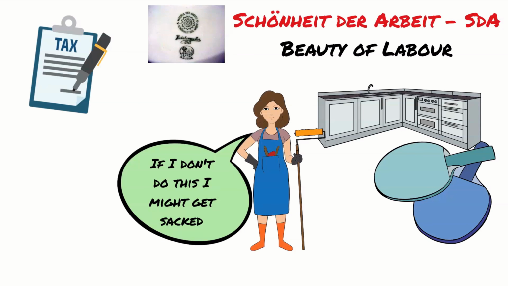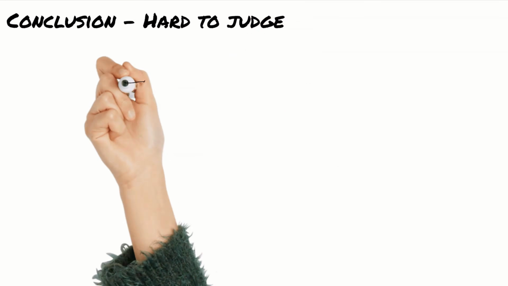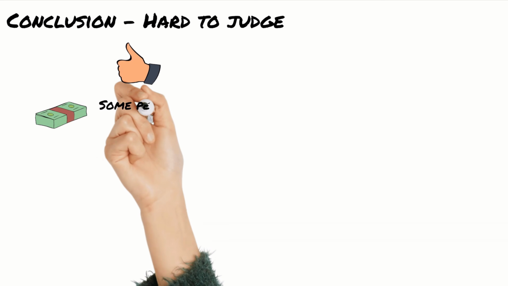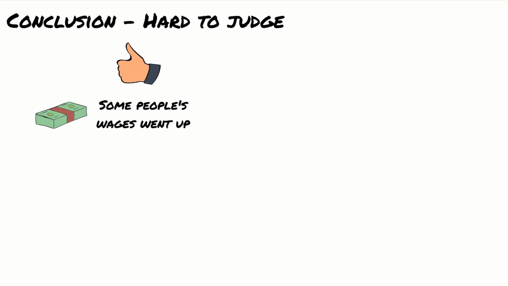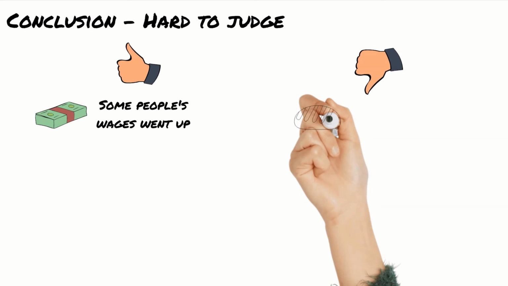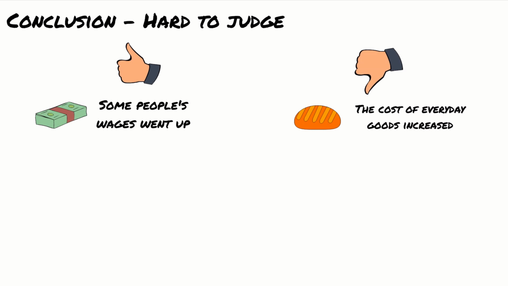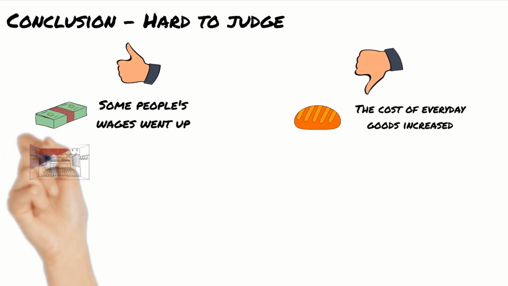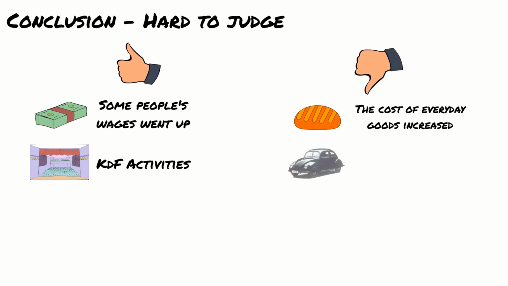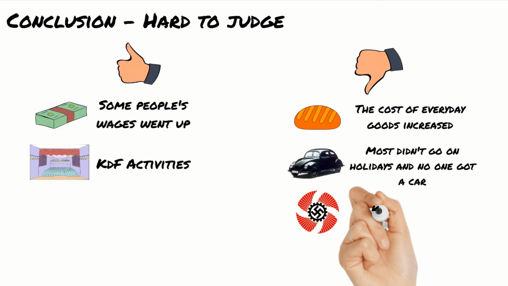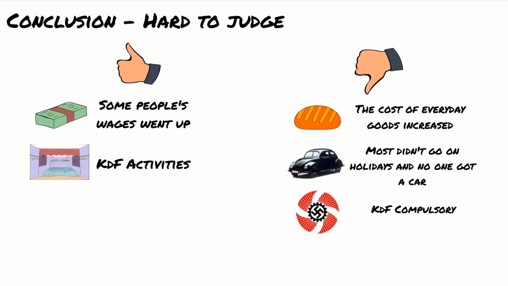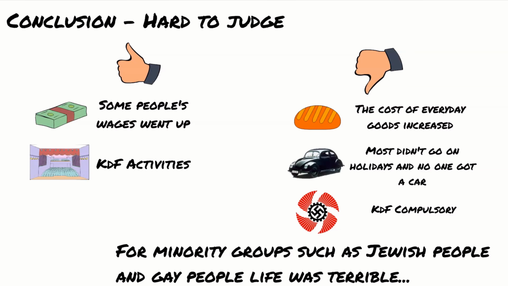Overall, it's very hard to make a judgment about the standard of living for Germans living under the Nazis in the 1930s. For some, the increased pay did improve their lives, but for others, the increased cost of living meant that life was harder, plus the increased hours at work meant they had less leisure time. The KDF activities were good for some, but only a tiny minority ever went on the holidays and the cruises, and the majority only had access to museum and theatre visits, and these were often compulsory, meaning they had to attend whether they wanted to or not. For the minority groups living in Germany, life dramatically deteriorated, which I'm going to discuss in detail in my next video.